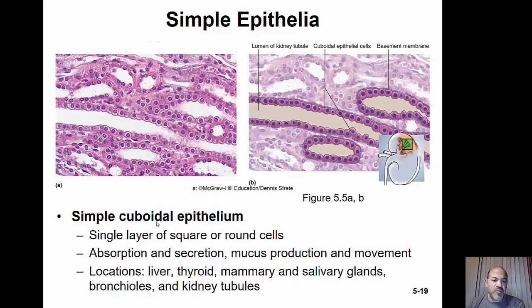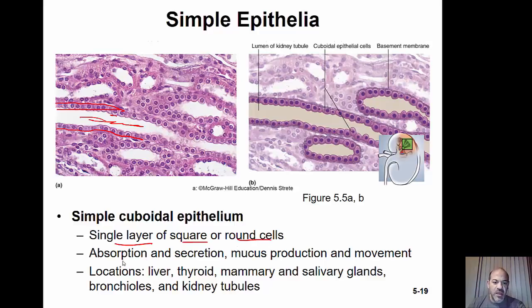Now we have a simple cuboidal, and I'm going to draw a line here on the left. I'm drawing along the basement membrane, everything above this that is a single layer of cuboidal shaped cells. And then I'm going to draw a line on the other side, and again that's a basement membrane, and everything below that red line that I'm drawing are these cuboidal cells. This is probably a longitudinal section of a kidney tubule or a microscopic tube, and this is probably the space within there. So here the key again is a single layer of square or round cells, and we see that in the picture above.